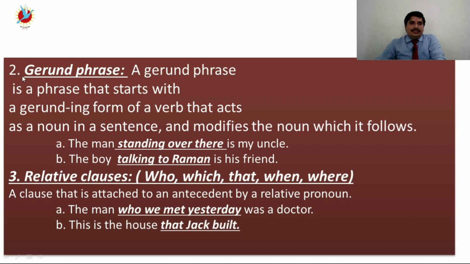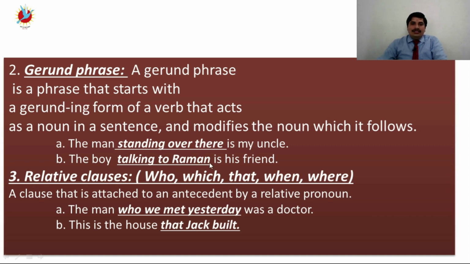Gerund phrase. The second one is the gerund phrase. A gerund phrase is a phrase that starts with a gerund, an -ing word. It is also known as a verb noun because it is formed by adding -ing to the main verb. It acts as a noun in a sentence and modifies the noun which it follows. Here you can see, the man standing over there is my uncle. The is a determiner, man is a noun. Here standing over there is a post modifier of the noun man. Standing is a gerund, right?